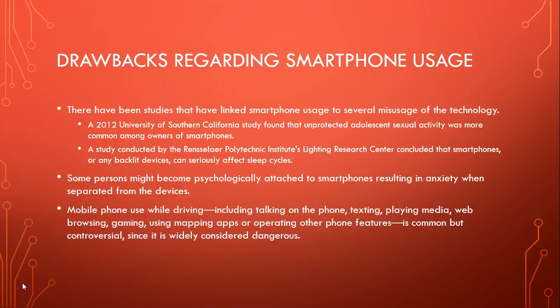And lastly, mobile phone use while driving, which includes talking, texting, playing media, web browsing, gaming, using map apps, or other features of the phone, is a kind of common thing. But it's also controversial since it's considered widely dangerous. Because remember, anytime you have to use your phone for anything, or even if something is with the radio, that is distracted driving.